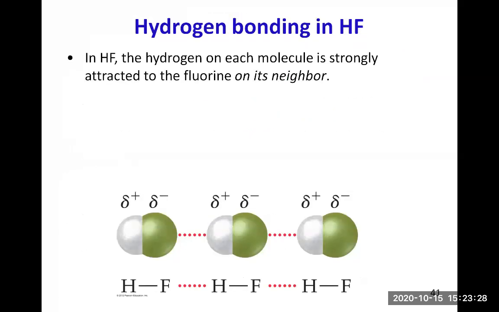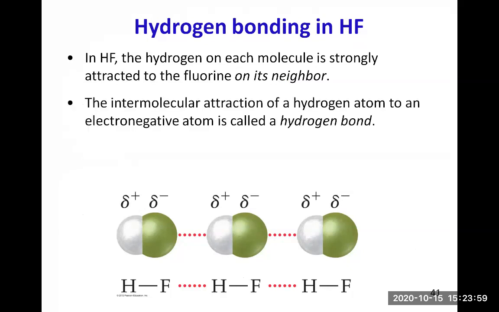So let's look at examples. Hydrogen bonding exists in HF, hydrofluoric acid. In HF, the hydrogen on each molecule is strongly attracted to the fluorine on its neighbor. You can see the red dots here are representing the hydrogen bonding between hydrogen of a molecule and the fluorine of another molecule. Fluorine is extremely electronegative and really attracts the electrons toward itself.